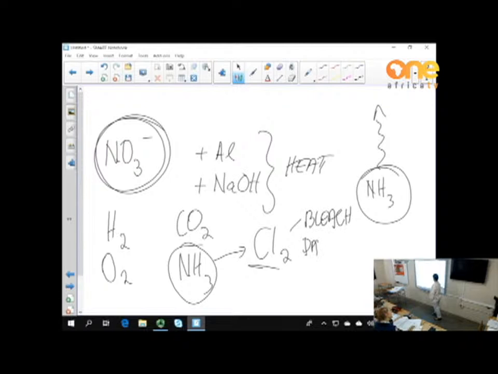Damp litmus. Whether you had red litmus or blue litmus, it wouldn't matter. It's going to make it go white. Wet. Yes. Because there must be a watery medium in which the reaction can occur.